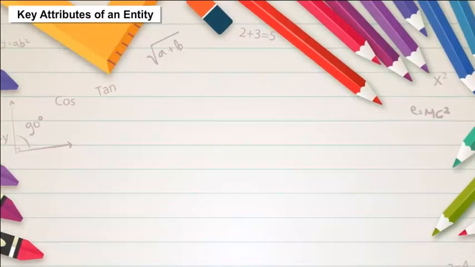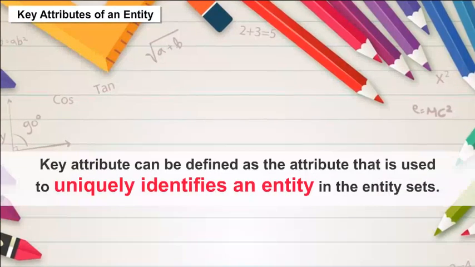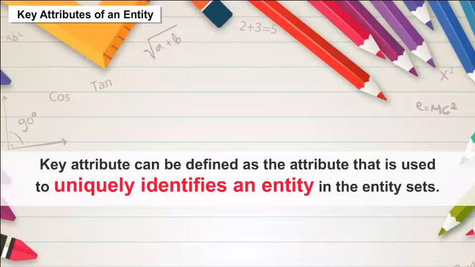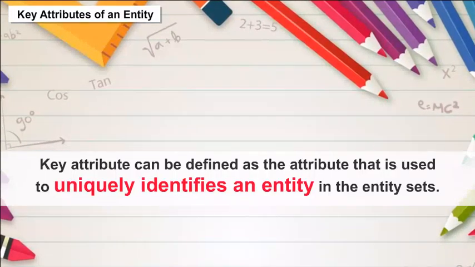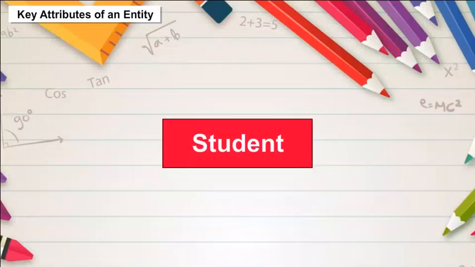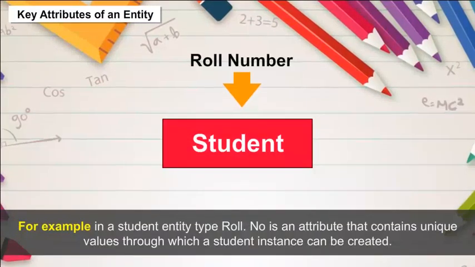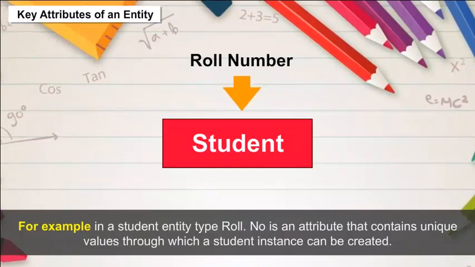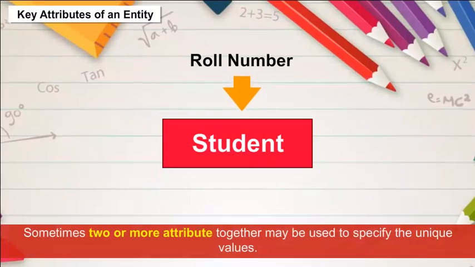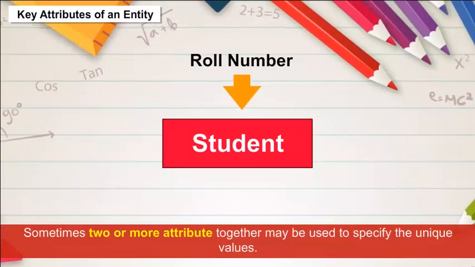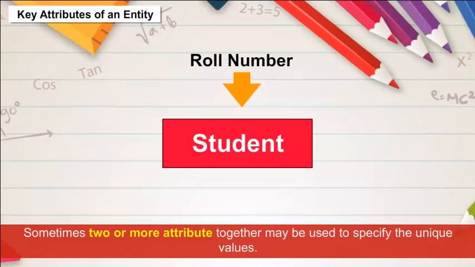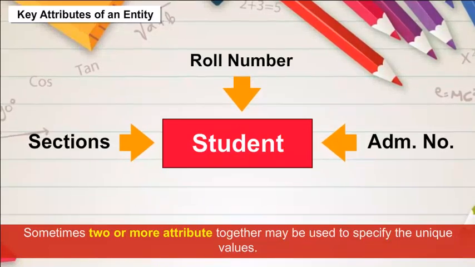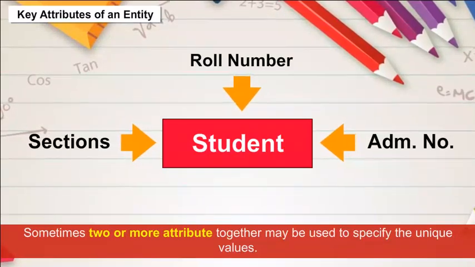Key attributes of an entity. A key attribute can be defined as the attribute that is used to uniquely identify an entity in the entity set. For example, in a student entity type, roll number is an attribute that contains unique values through which a student instance can be identified. Sometimes, two or more attributes together may be used to specify the unique values. For example, the student entity type can have section and roll number as composite keys.